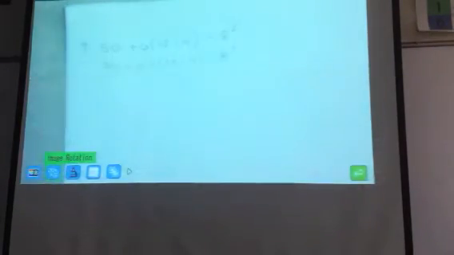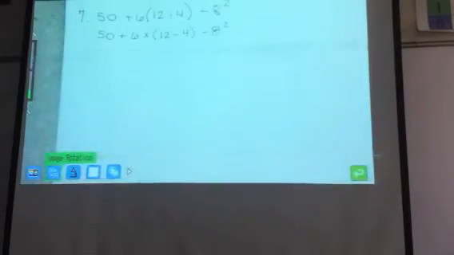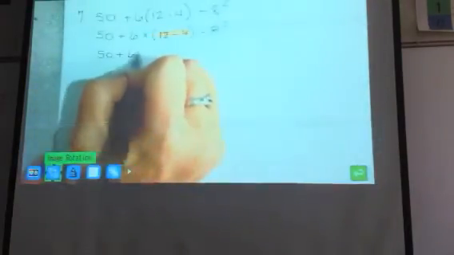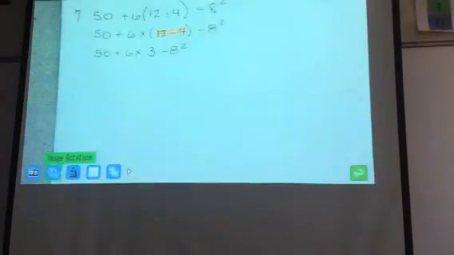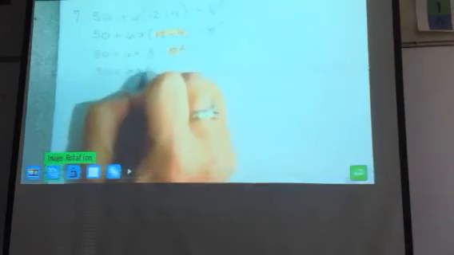Now, I'm going to look at the problem like I always do. And I'm going to start right here in my parentheses because that's my first step. So I'm going to copy down my 50 plus 6 times, and 12 divided by 4 is 3, minus 8 squared. Now, I'm looking at that. There's no more parentheses. I'm good. Now I'm going to need to do my exponent. So I'm going to bring down my 50 plus, my 6 times 3, minus 8 squared is 8 times 8, or 64.